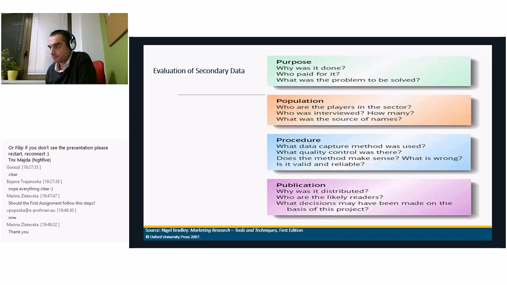You're welcome. Are there any other questions regarding the general procedure? If not, we can continue with the structure of the desk research, how it should look.